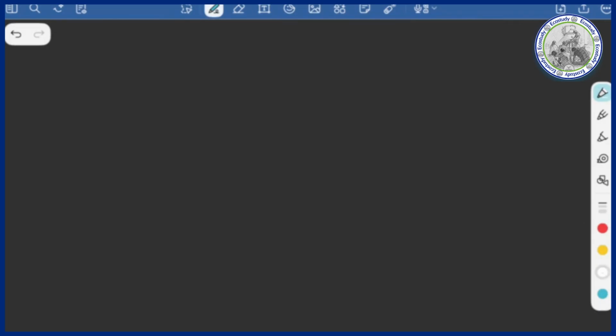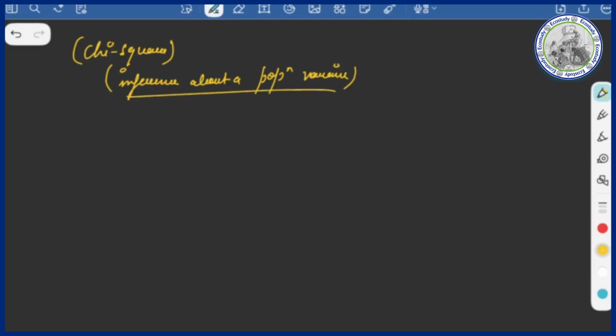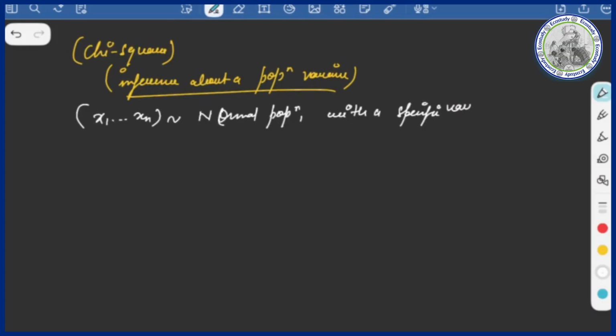I will give you one last topic about the chi-square, and it is known as inference about a population variance. I will just give one example. Suppose we have to test if the random sample x1 to xn is from a normal population with a specific variance, that is sigma square is equal to sigma square naught.